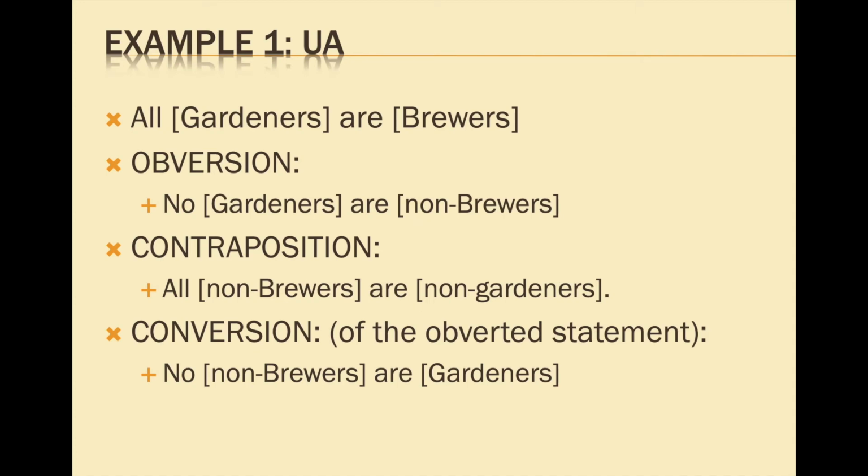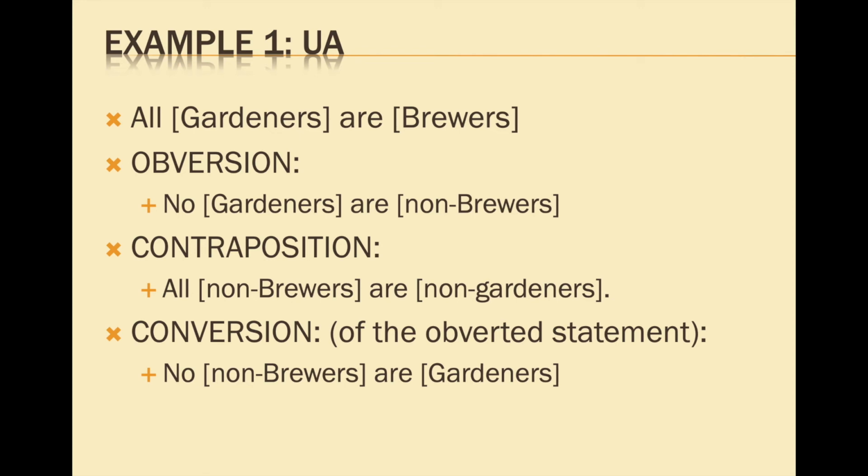So here's an example now of an original two-term statement, in this case a universal affirmative, and all three operations being used to generate three logically equivalent statements to that original statement. The original two-term statement says all gardeners are brewers. If we use obversion, we end up with no gardeners are non-brewers. That is, we've changed the quality of the predicate term, then we've changed the quality of the whole statement. We end up with no gardeners are non-brewers.